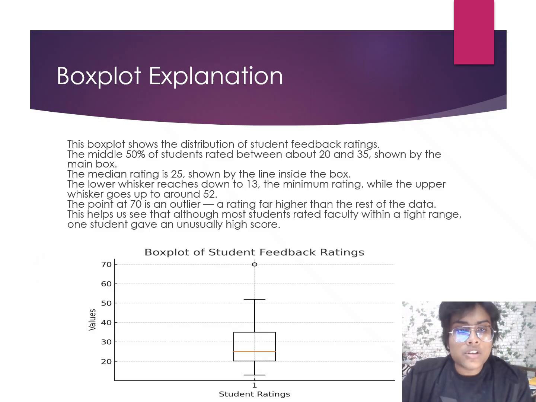So this is the box plot explanation. This box plot shows the distribution of student feedback ratings. The middle 50% of the students rated between about 20 and 35, shown by the main box. The median rating is 25, shown by the line inside the box. The lower whisker reaches down to 13, the minimum rating, while the upper whisker goes up to around 52. The point at 70 is an outlier, a rating higher than the rest of the data. This helps us see that although most students rated the faculty within a tight range, one student gave an unusually high score.